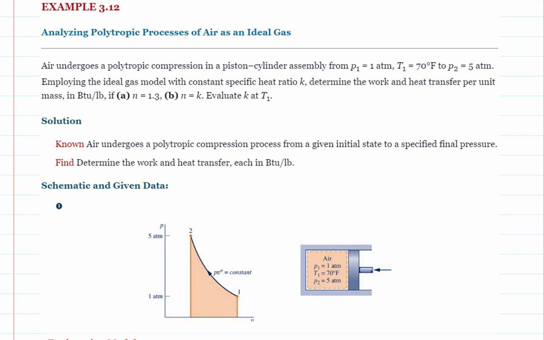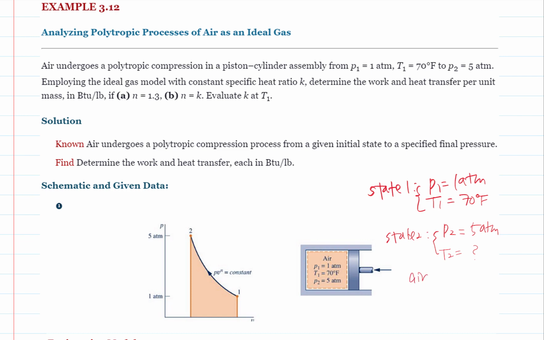If n, the polytropic index, is 1.3. B, n is k; evaluate k at temperature 1. So at state 1, pressure is given, temperature is given. At state 2, pressure is given, temperature is unknown. And we have air in the system.